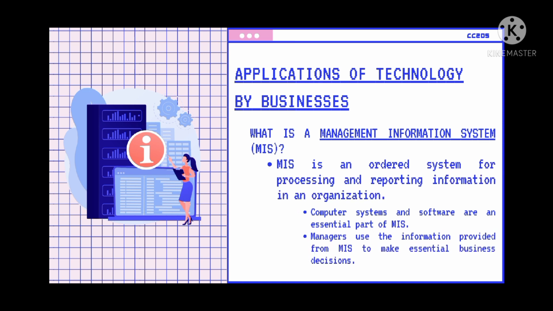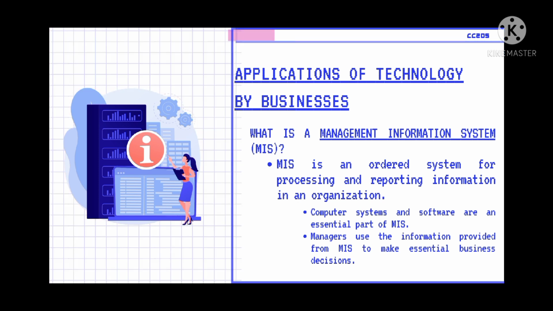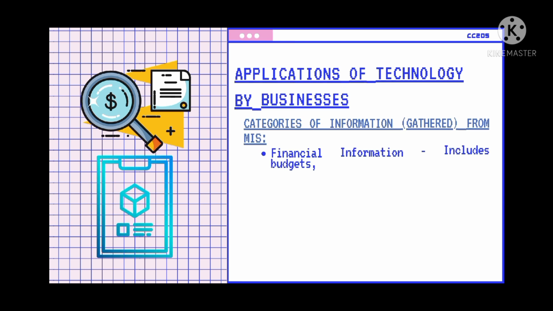What is a Management Information System, or MIS? MIS is an ordered system for processing and reporting information in an organization. Computer systems and software are an essential part of MIS. Managers use the information provided from MIS to make essential business decisions.